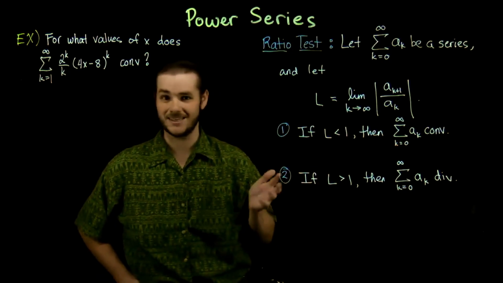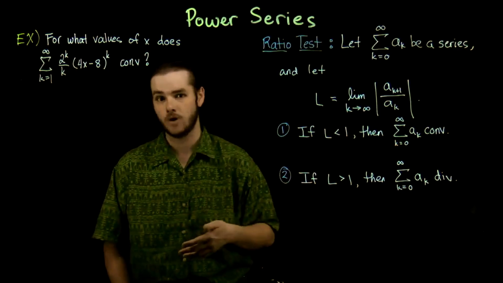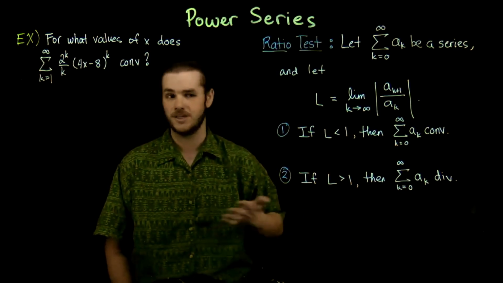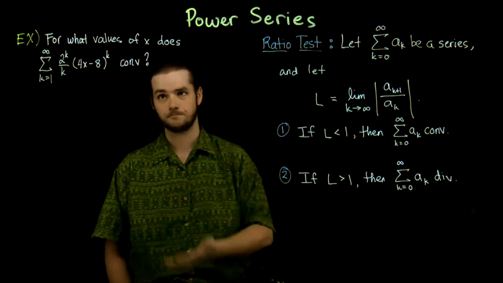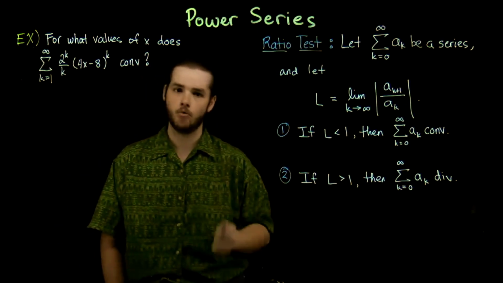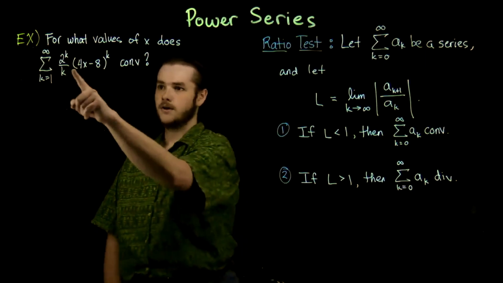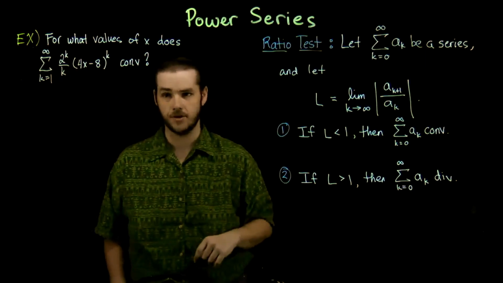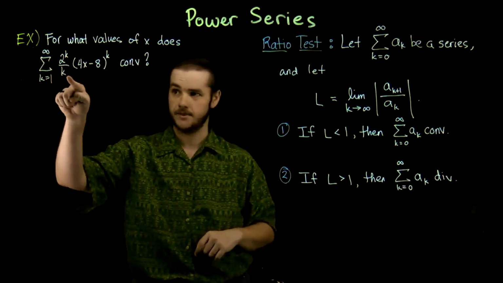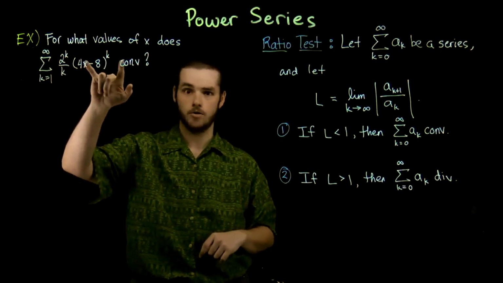Do you notice this doesn't tell us anything if the limit happens to equal 1? So if L is equal to 1, the ratio test is just inconclusive. It means we don't get information either way. So let's use the ratio test on this example to figure out what values of x cause this power series to converge. Notice I've got a constant that may be defined by the index times some power of x.